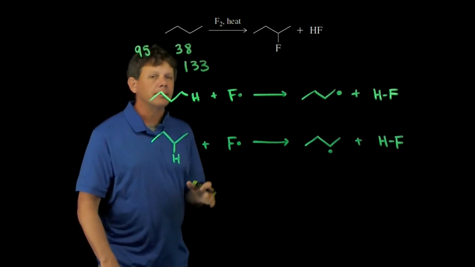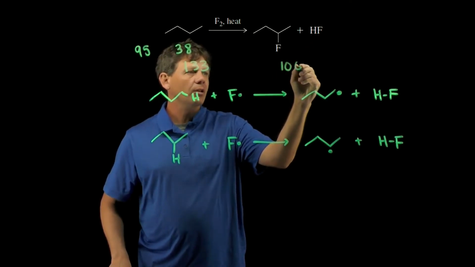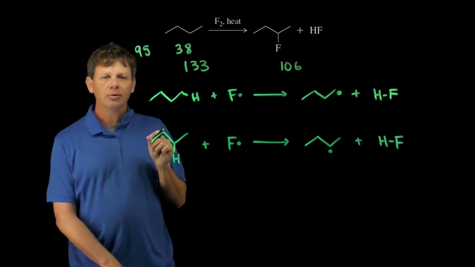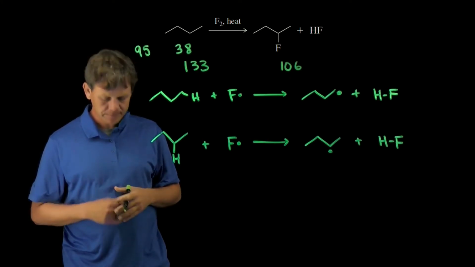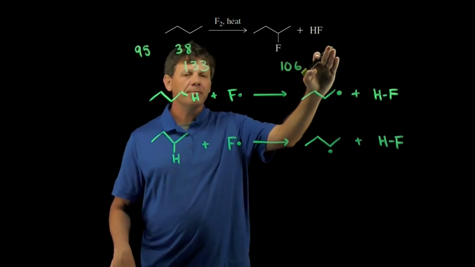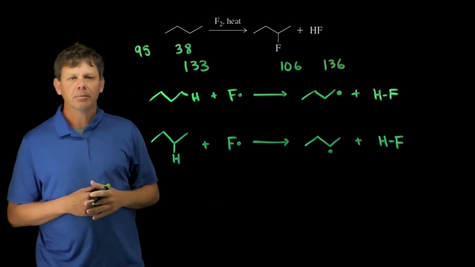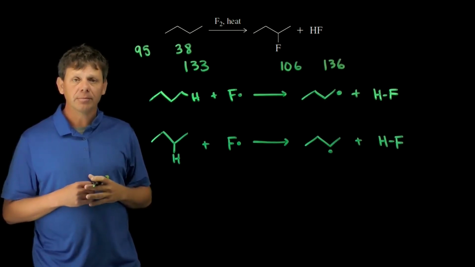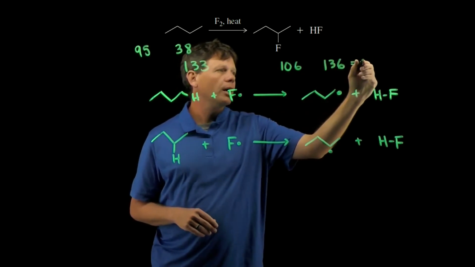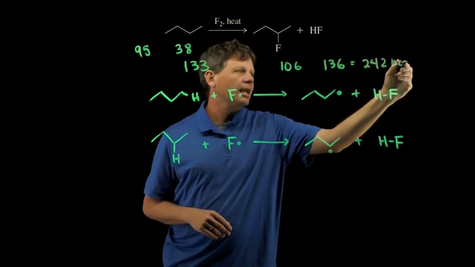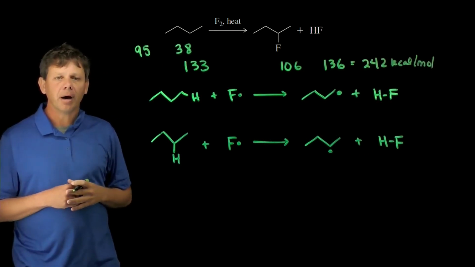How about the bonds we're forming? We're forming a secondary CF bond. That's going to be about 106 kilocalories per mole. So 106 kilocalories per mole are going to be released when this relatively strong CF bond is formed. Additionally, the HF bond, when it forms, is going to release 136 kilocalories per mole. So the HF bond is extremely strong. Summing those together, we get a total of 242 kilocalories per mole of energy that is released upon bond formation.